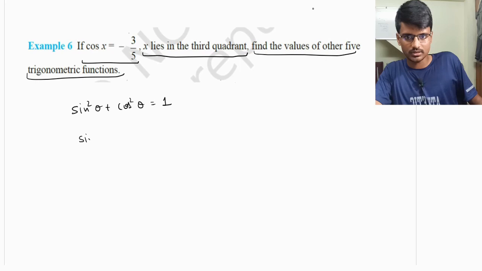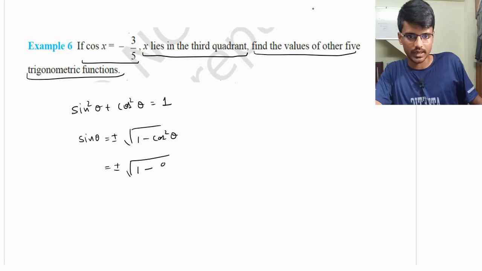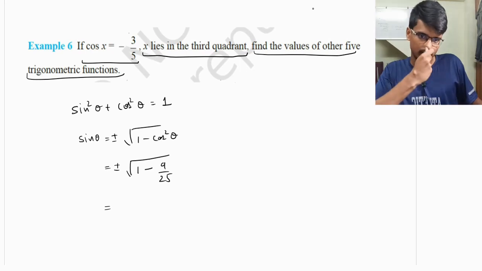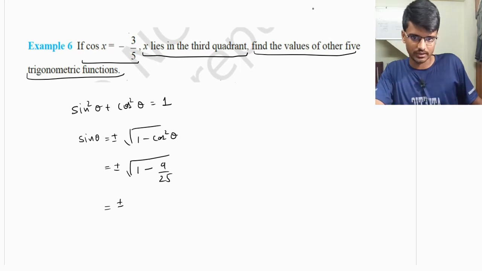So sin theta is equal to plus or minus the square root of 1 minus cos squared theta. I know what cos is, they have given us. So 1 minus 9 by 25, since 3 threes are 9 and 5 fives are 25. So this will be 4 by 5, right? 4 by 5. So is it plus or minus? I am getting two values, right?